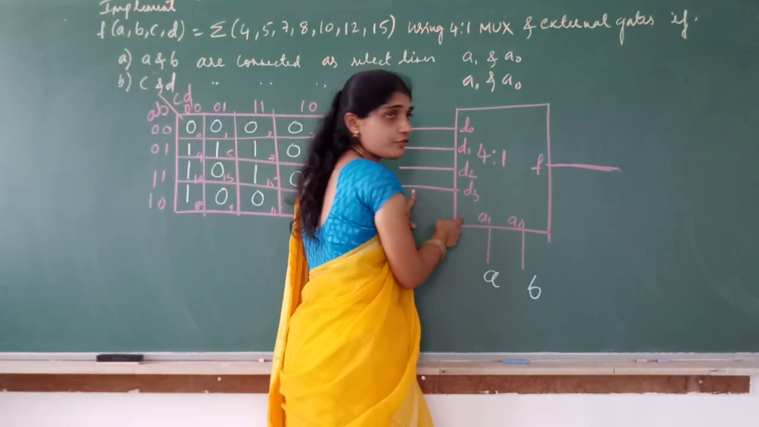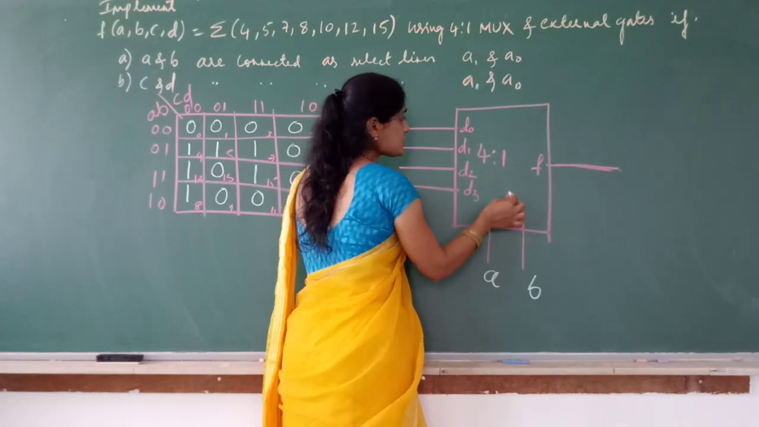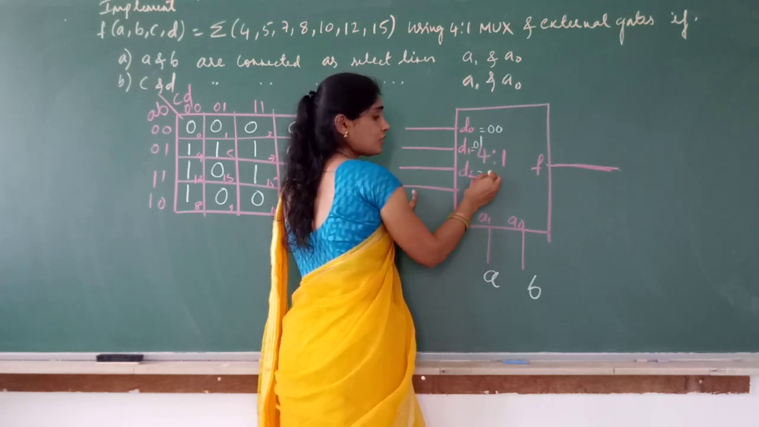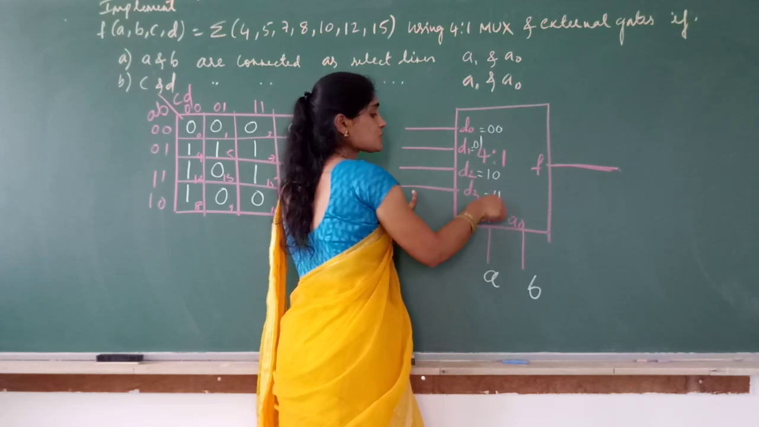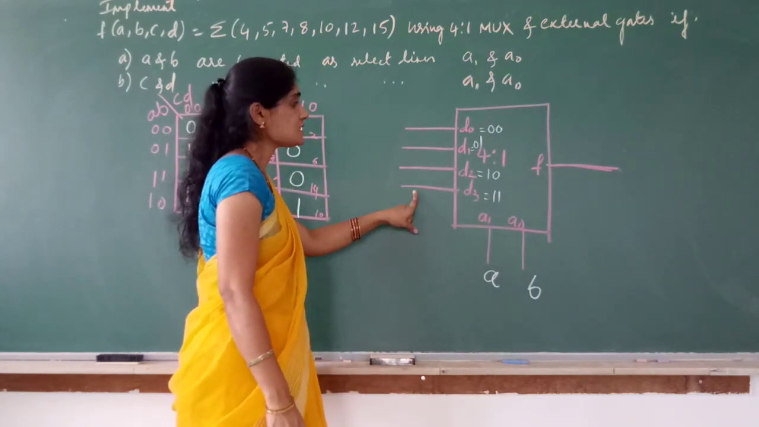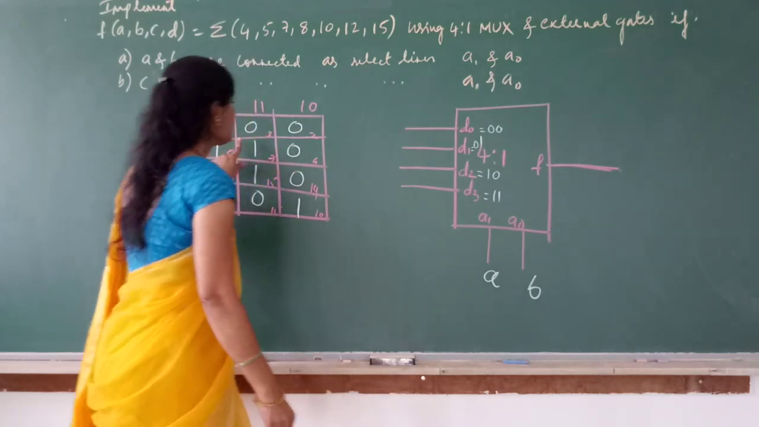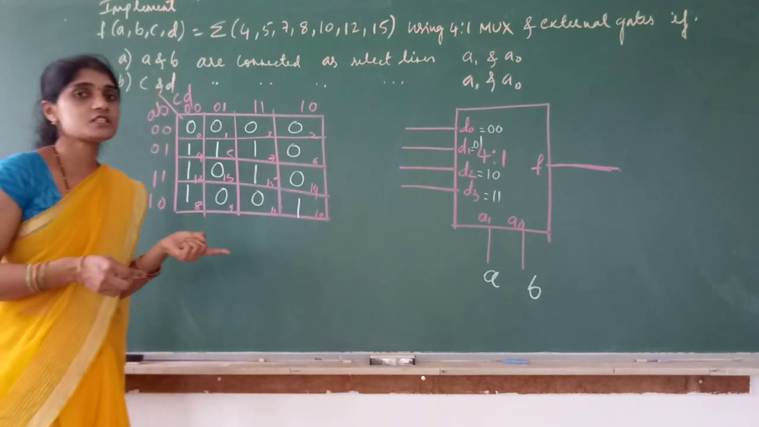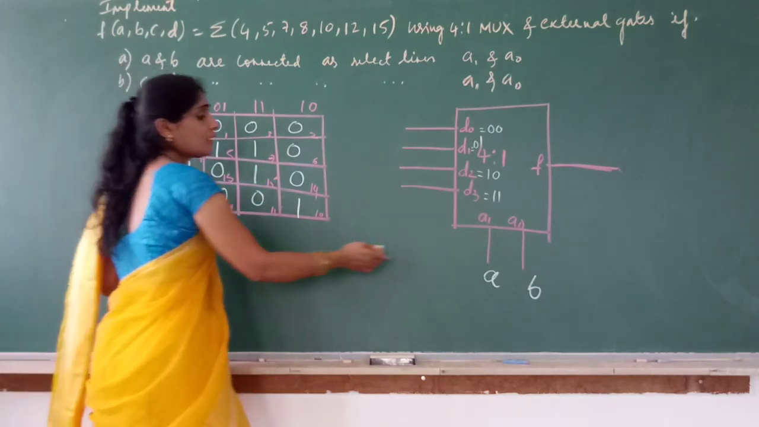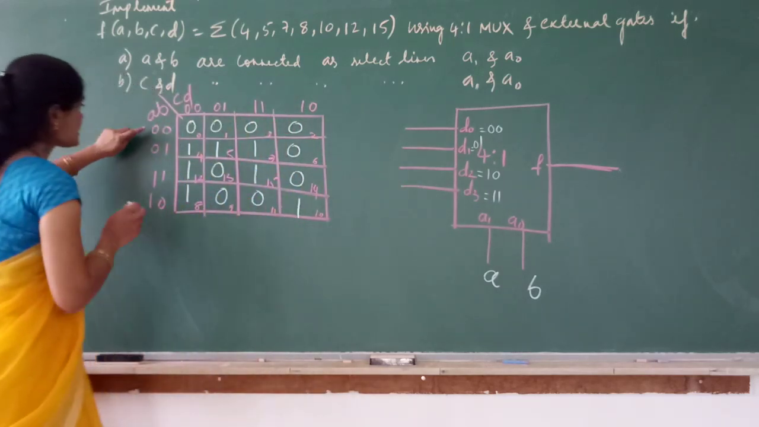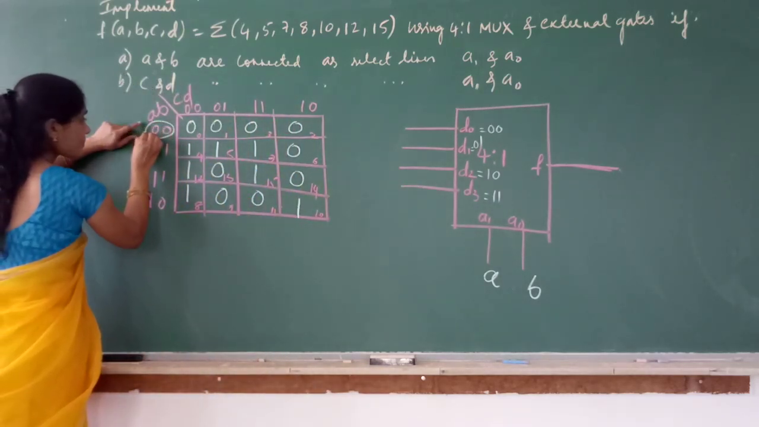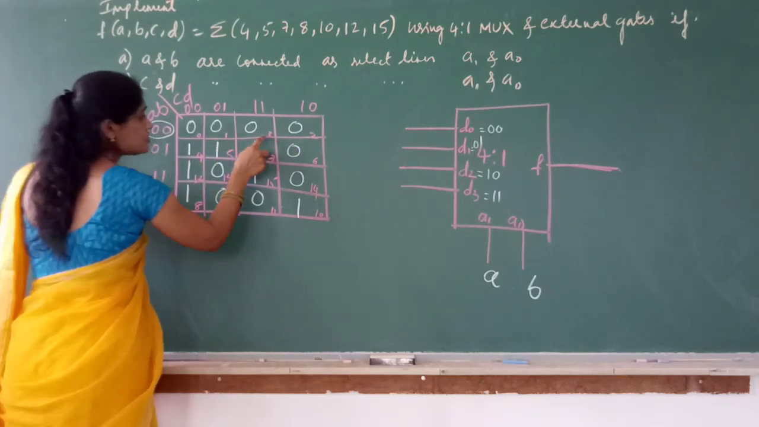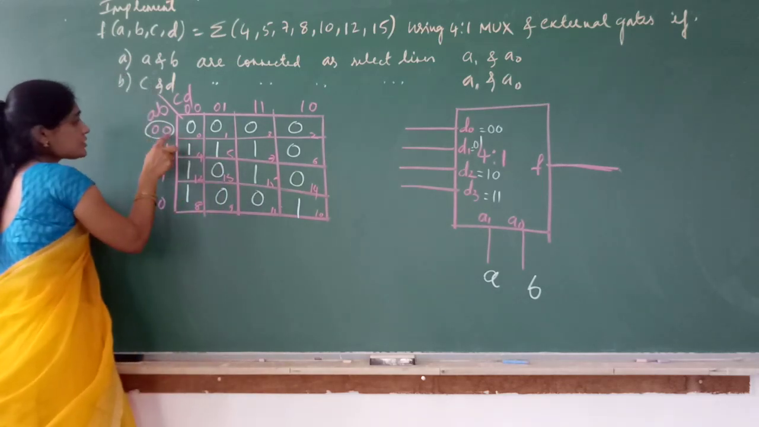Now, the working of the 4:1 mux is, when AB is 0, 0, D0 is the output. When AB is 0, 1, D1 is the output. When AB is 1, 0, D2. When AB is 1, 1, D3 is the output. Correct? Now we have to see where AB is taking 0, 0, just like we did for the previous problems. We have to look into the input combinations where AB is 0, 0. AB is 0, 0 for these 4 cells, 0, 1, 2, 3.